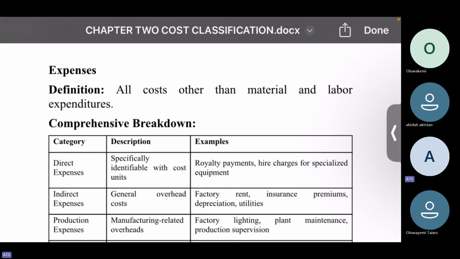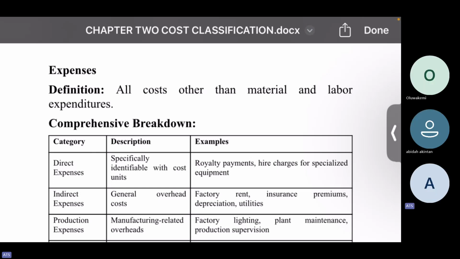So, classification according to elements, the first and most important classification is divided into three: material, labor, and other expenses. Are we clear on that?